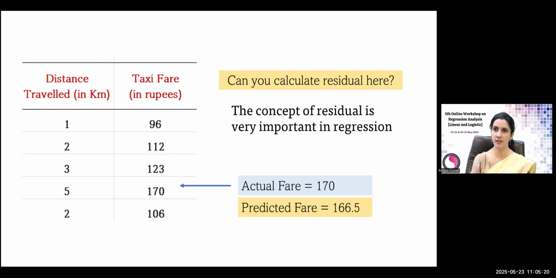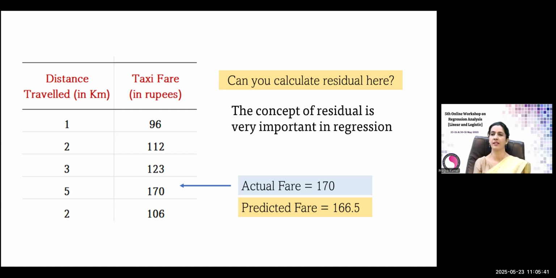Actual fare was 170. With the help of the equation, it was 3.5. Subha Priya, Ajay, Farzana, Ayushi, Dr. Hilda Priya. Okay. So now, what is the name of this difference between actual and predicted? What is this 3.5?